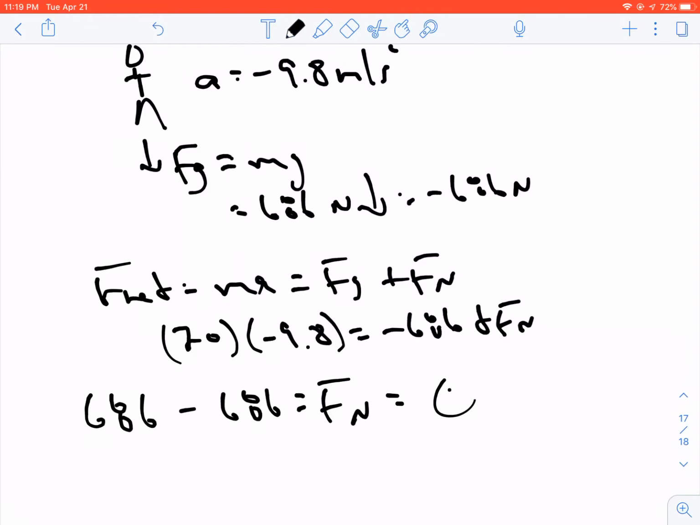and the scales are going to tell me I have no weight. My apparent weight is 0, because that's what the scales are trying to tell me. I know that I have still got 686 newtons of weight. However, the scales can't help me with that anymore. I'm not sure if anything can help me.